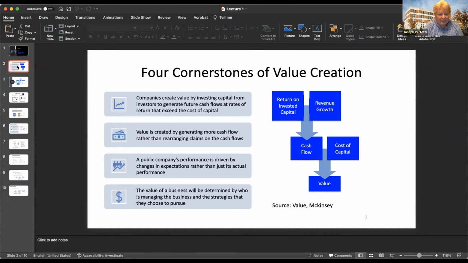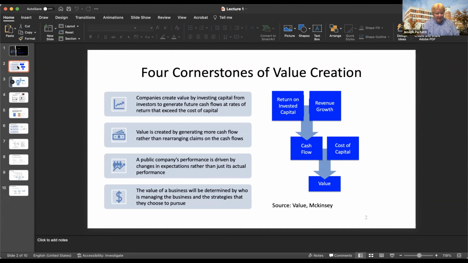Can you earn what we're going to call a return on invested capital greater than your cost of capital? Over time, if you can't do that, you can't create value, okay? But two things are going to start to emerge from that. Number one, growth does not create value, right?